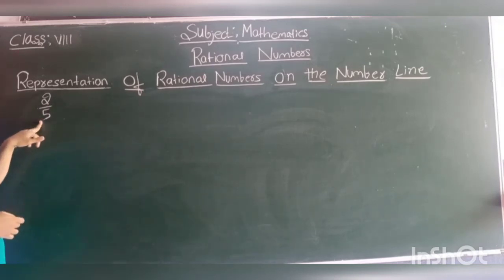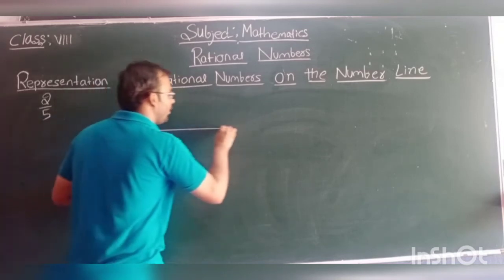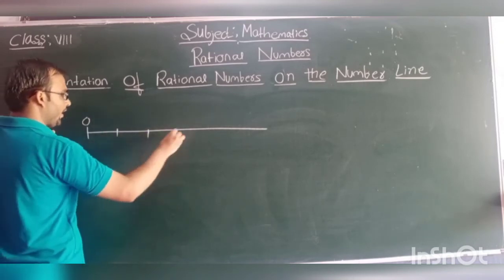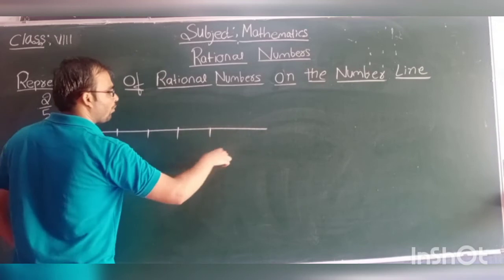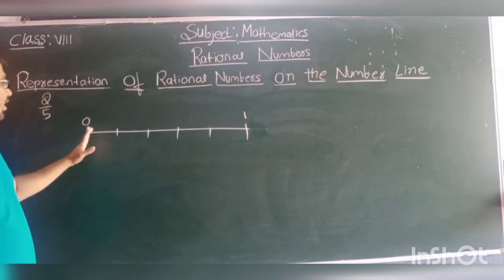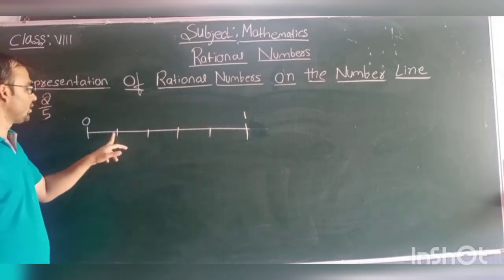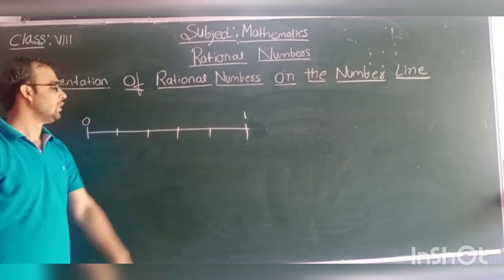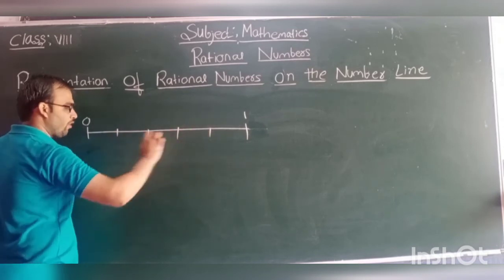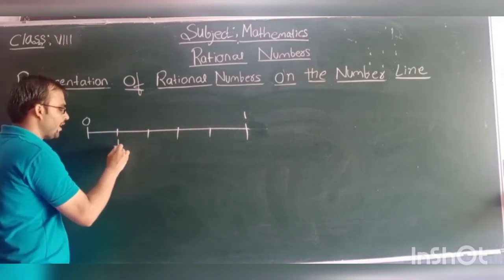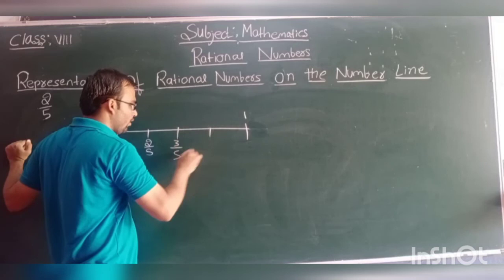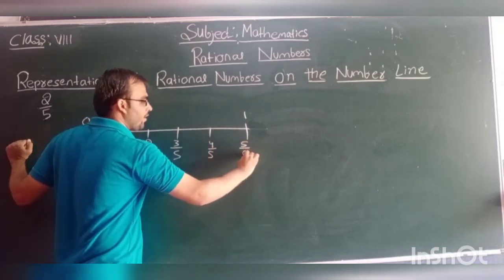Here, as the denominator is 5, you need to divide 1 unit into 5 equal parts. 1 part, 2 part, 3 part and 4 part, and this is the 5th part. So we have divided 1 unit into 5 parts: first, second, third, fourth, fifth. Now, as we have divided into 5 equal parts, this is the first part, represented by 1 by 5, this is 2 by 5, 3 by 5, 4 by 5, and 5 by 5.